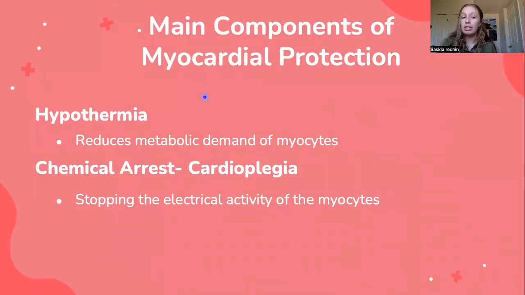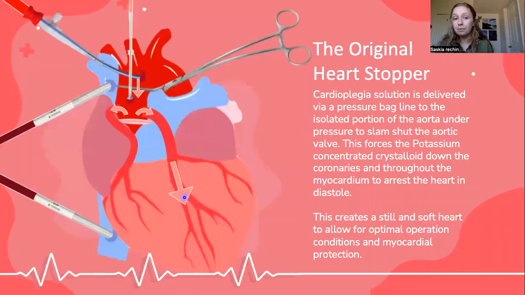two main components. One is going to be hypothermia, which we just talked about, has a lot of positives for it, but it isn't enough alone. So you need that cardioplegic arrest to stop the electrical activity throughout the myocytes and decrease that energy demand.